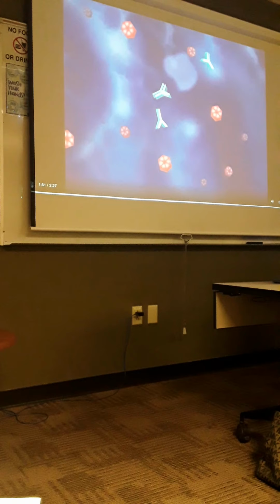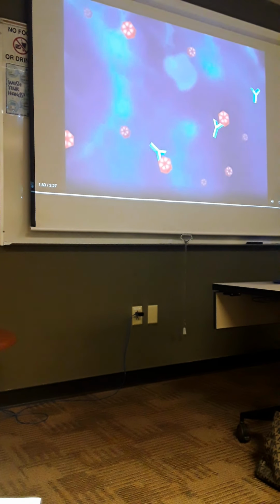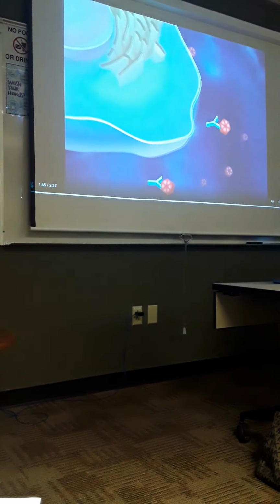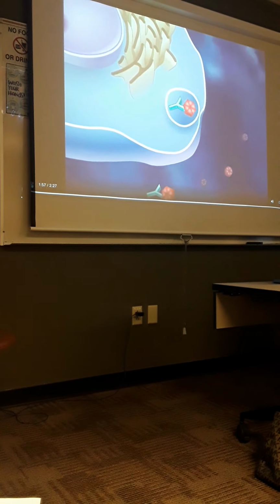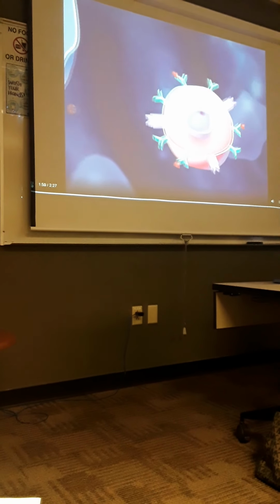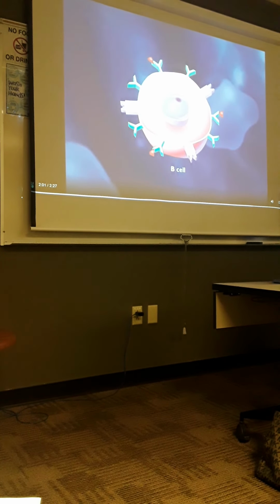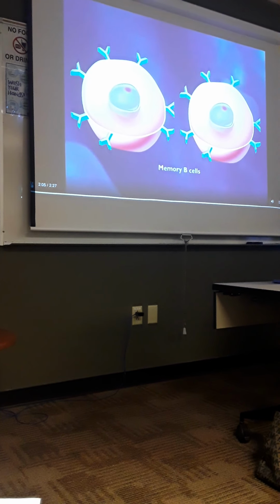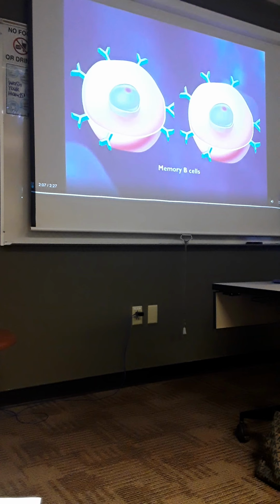Antibodies bind to the antigens on the surfaces of the pathogens, marking them for destruction by macrophages. Some of the B cells do not turn into antibody factories, but instead become memory B cells that may survive for several decades. Because of these memory B cells, the secondary immune response to a future infection by the same pathogen is swifter and stronger.